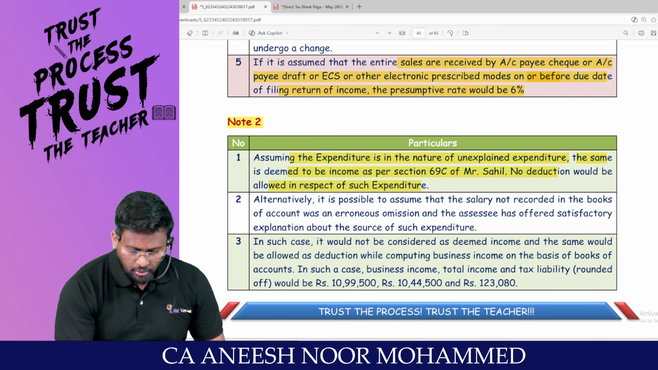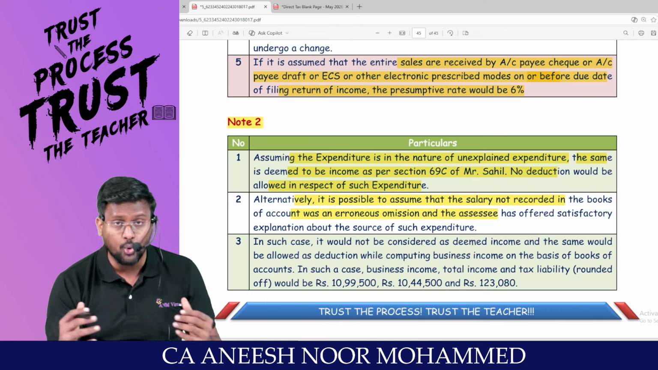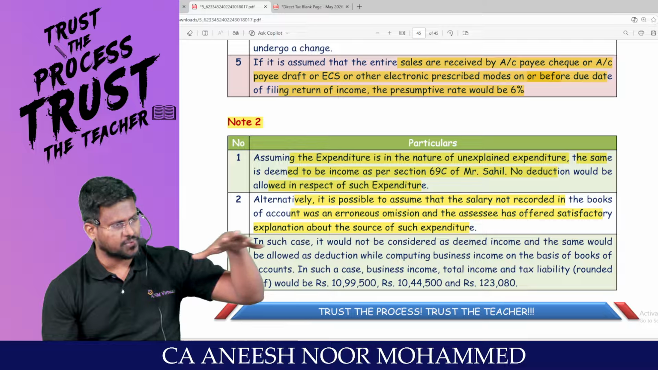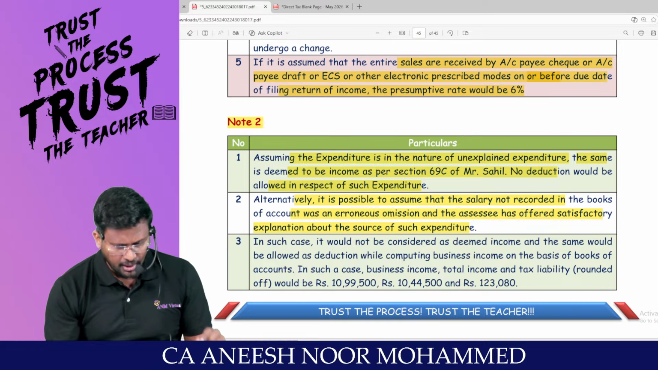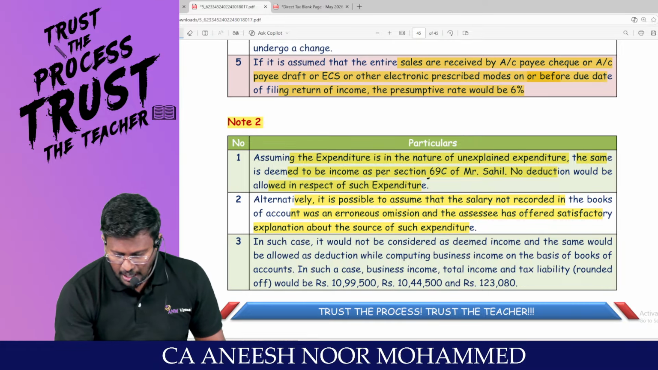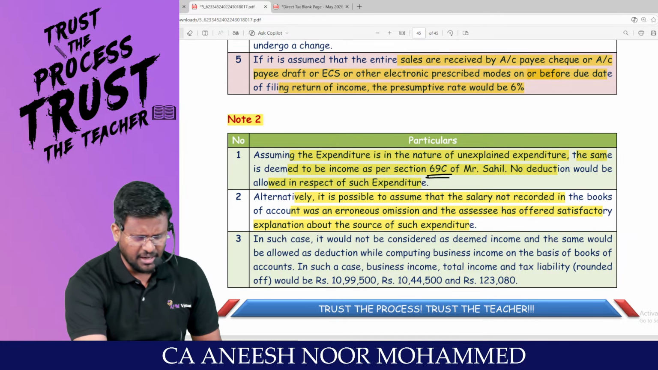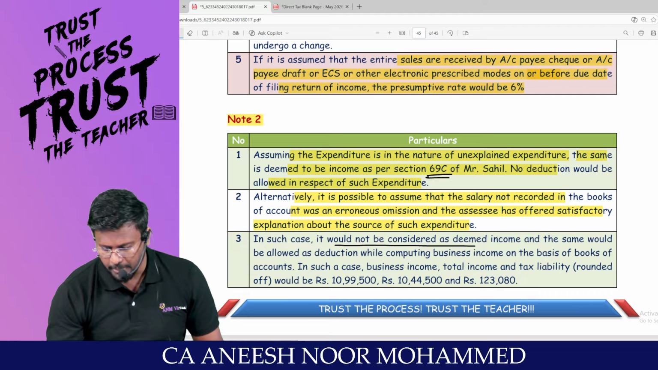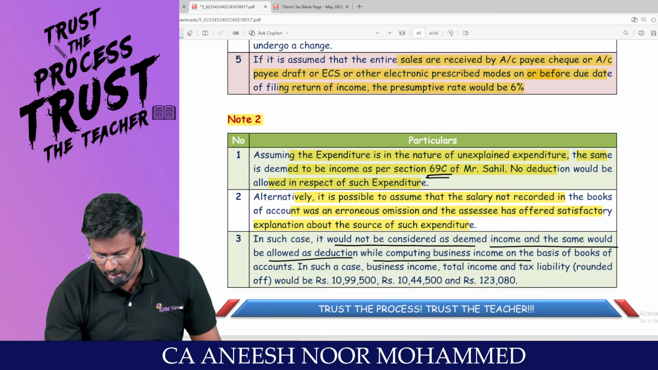Alternatively, it is possible to assume that the salary not recorded in the books of accounts was an erroneous omission, and the assessee has offered a satisfactory explanation about the source of such expenditure. There is only an assumption. We have assumed that it is an unexplained expenditure. That's why 69C has been applicable. In case you assume that the assessee has given an explanation to the assessing officer, in such a case it would not be considered as deemed income, and the same would not be allowed as a deduction while computing income on the basis of books of accounts.